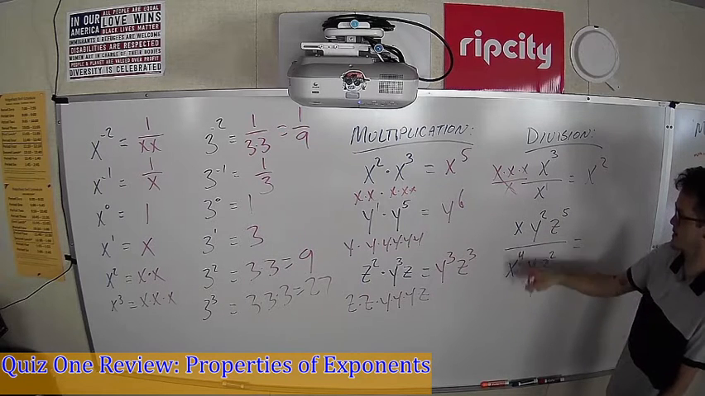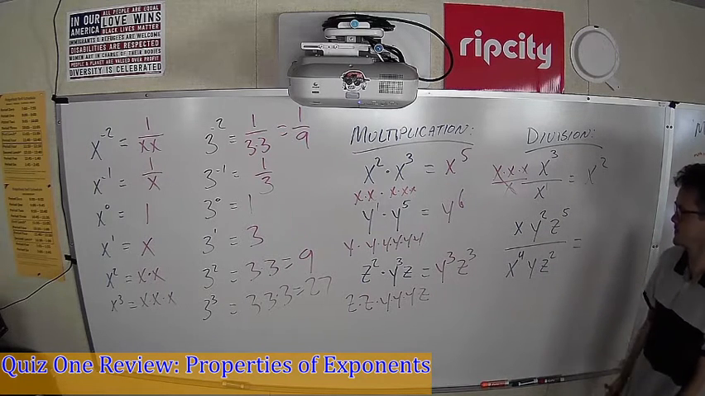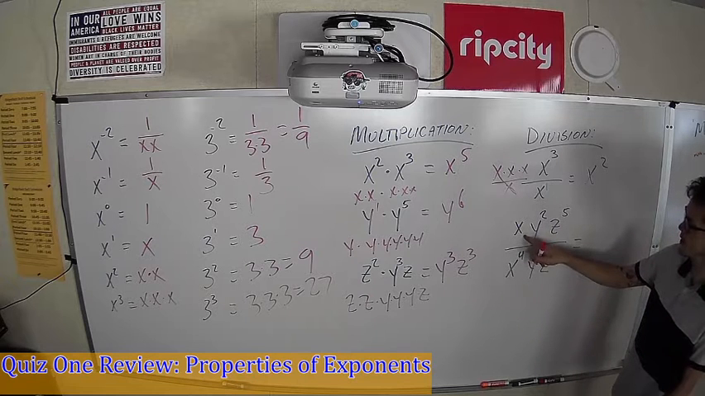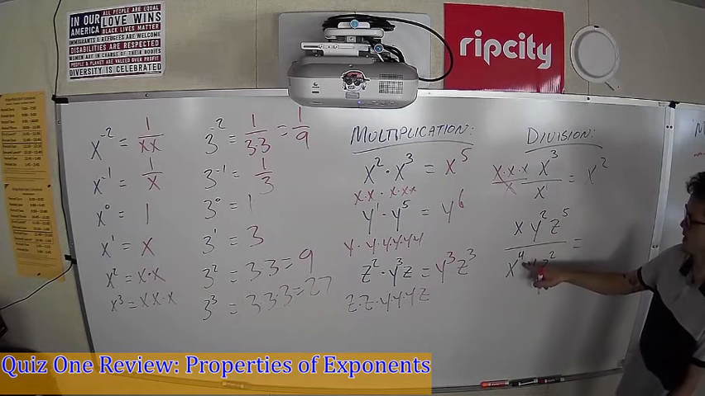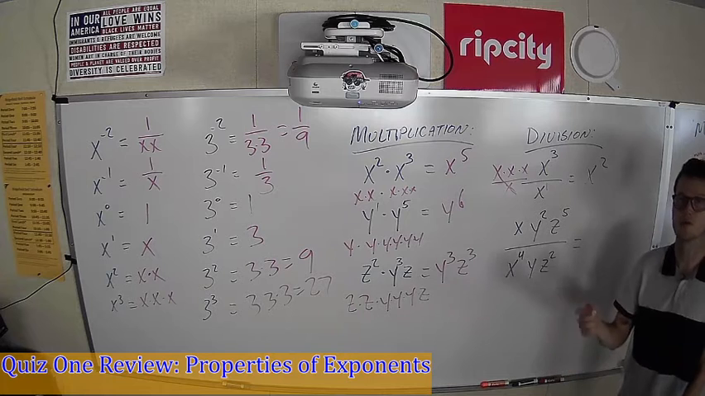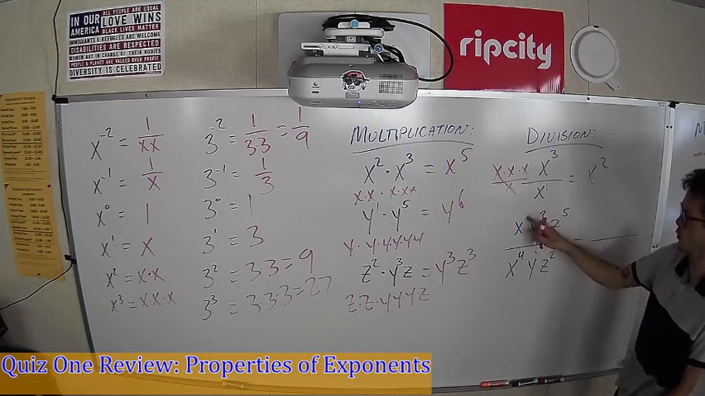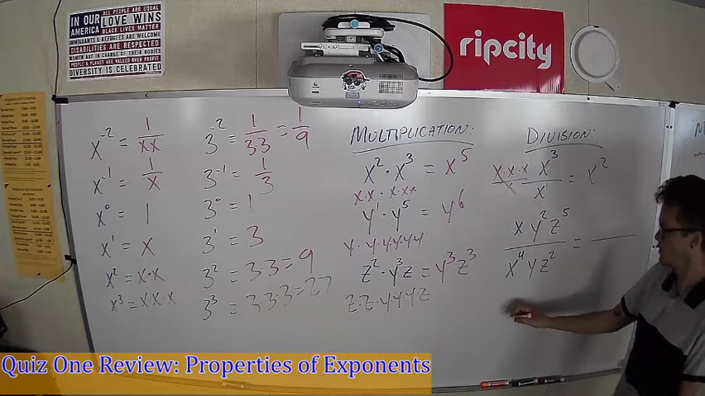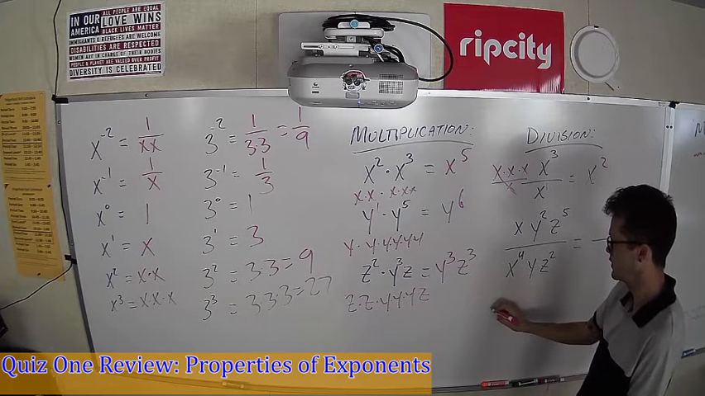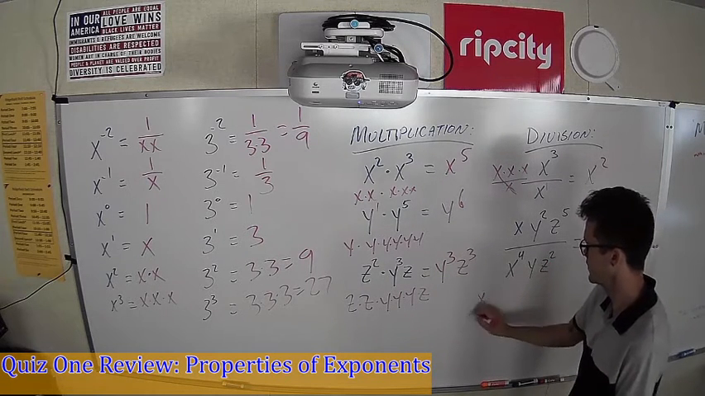So I would look at the x's first, and then the y's, and then the z's. So here I'm noticing there's an x to the first power on top and x to the fourth power on the bottom. The bottom number is bigger in this case, and there are 3 left over. So you're doing 1 minus 4. So let's just do the x portion by itself.